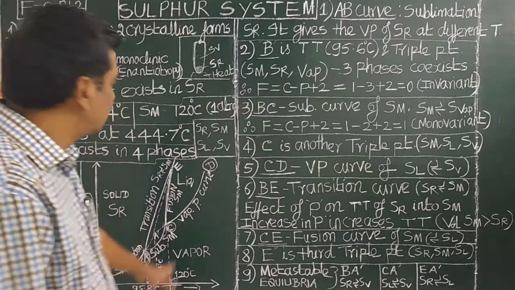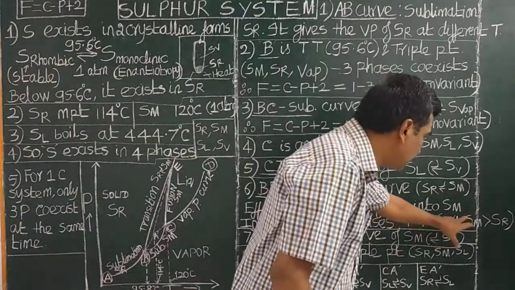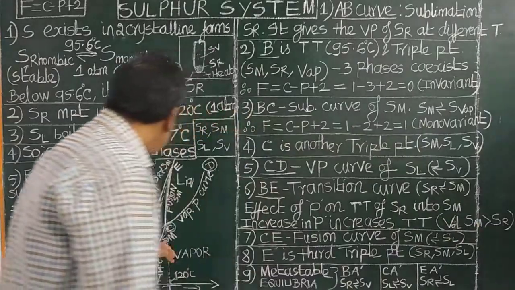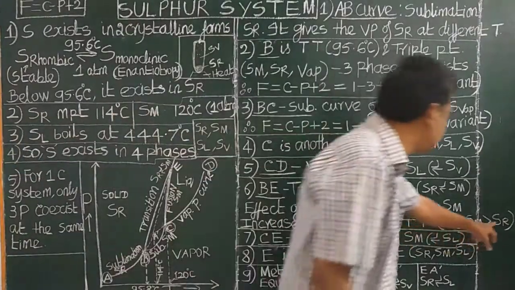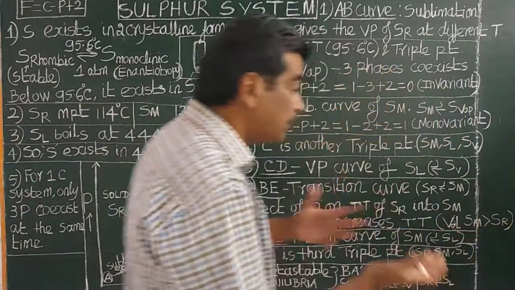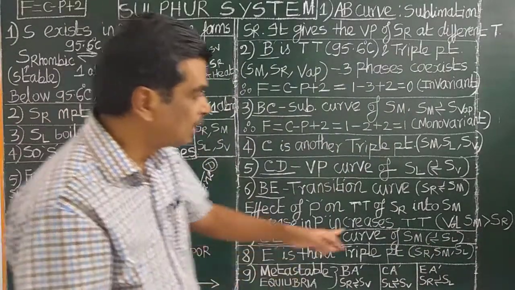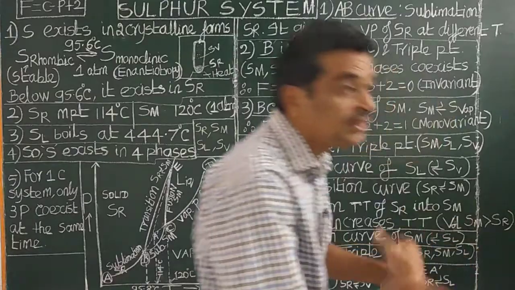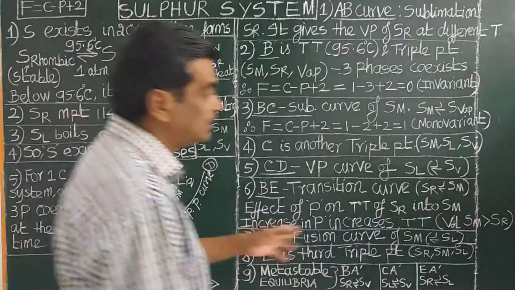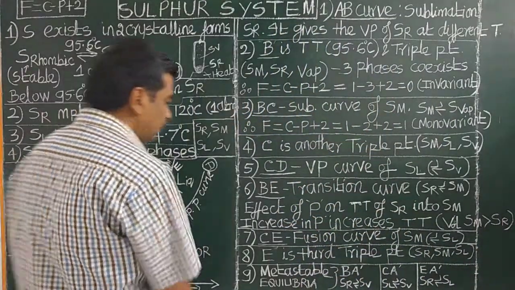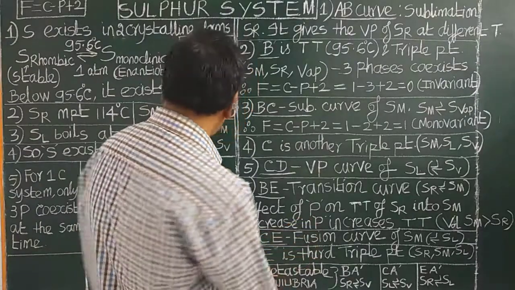This is because we have studied that the volume of sulfur monoclinic is greater than the volume of rhombic. If it is opposite, then the curve will be like this. For example, in the case of water, the volume of ice is greater than liquid, so it is on this side. Next, in the case of carbon dioxide, this way.